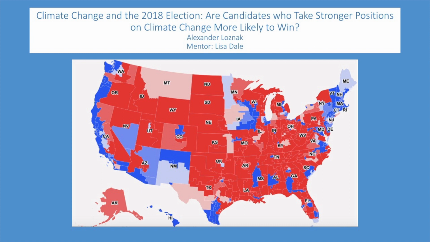I studied climate change policy and the 2018 US elections. Specifically, I analyzed the positions on climate change that candidates for Congress took in the election and compared those positions with election outcomes. In order to do that, I developed a comprehensive index to score the strength of candidates' positions. My biggest finding was a qualitative trend in which candidates who take stronger positions on climate change win at higher rates than those who do not.